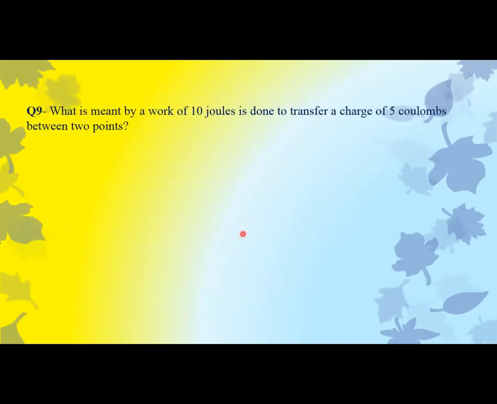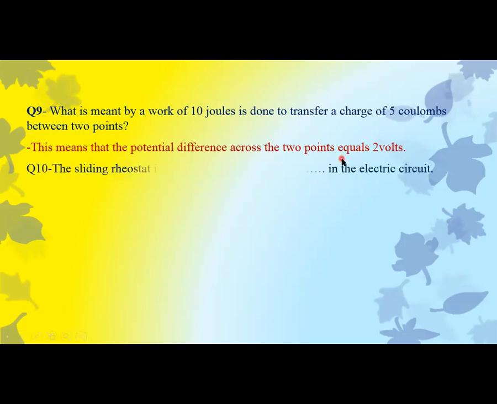What's meant by work of 10 joules is done to transfer a charge of 5 coulombs between 2 points. The work done to transfer a quantity of charge, we all know, is the potential difference. So the potential difference in this case, with work 10 and quantity 5, is 10 divided by 5, which equals 2. It means that the potential difference across these 2 points equals 2 volts.